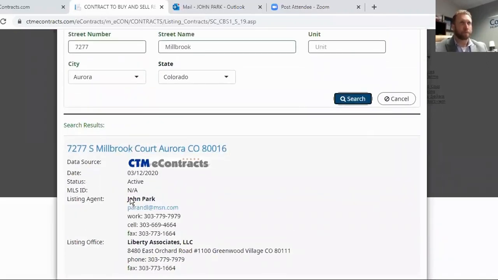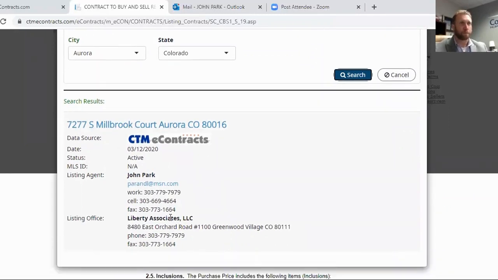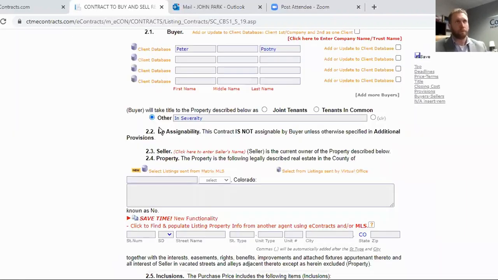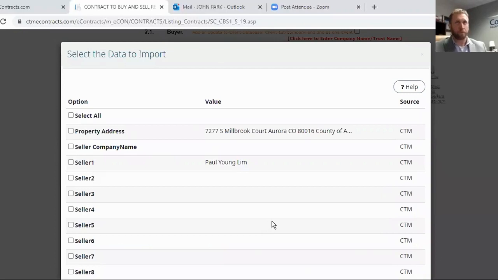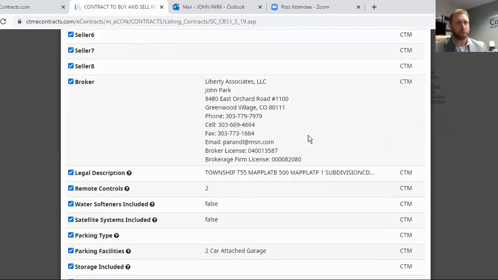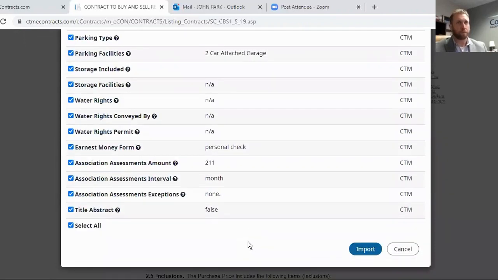So here we go. John Park is the listing broker. Sometimes you have more than one, if you have 2 listing brokers who used to sell or try to sell. So you want to make sure you find the right listing agent. So click the one, and then the screen appears. And then what do you want to copy over from the listing contract? Typically, I will select all so that all this stuff will come over to the contract that I'm writing. How about you, Pete? Do you bring everything or do you uncheck some of this stuff?